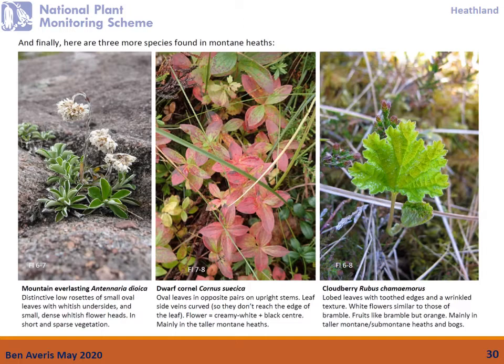Dwarf cornel, this is related to dogwood, has leaves a bit like dogwood. You know, those kind of veins that are side veins that are trying to get to the edge of the leaf, but they always curl around and they never get there. And the leaves are in opposite pairs, and each opposite pair is at right angles to the next one up or down the stem, so you get a sort of cross-like effect. The flowers are a kind of pale creamy white colour with a black centre, and then they go into berries.